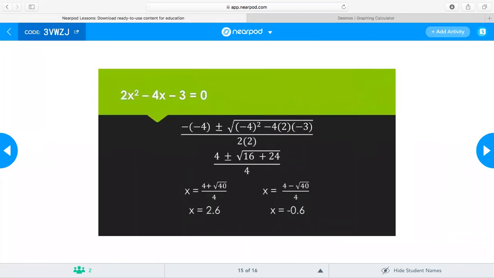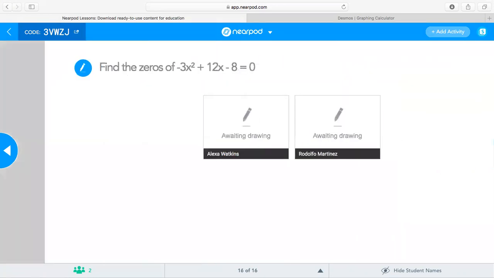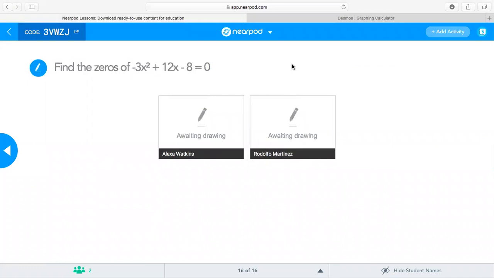When do I really use the quadratic formula? When I can't factor it, when my answers, my zeros, are decimals. That's really when I use the quadratic formula. Okay. So we're not going to do this one for the sake of time. We're not going to do this.